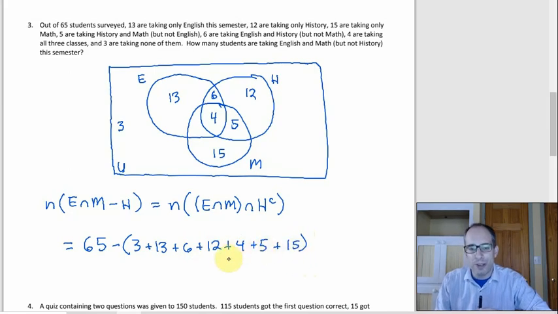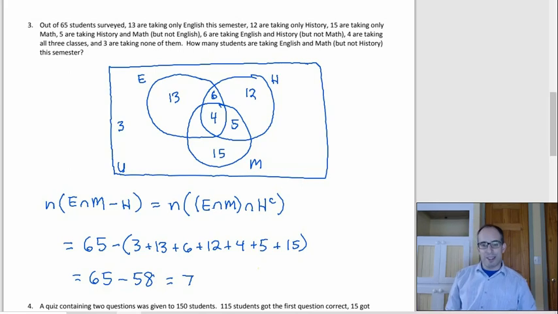Let's see, it's 20, 24, 36, 42, and 20, and 16 is going to be 58. So that's 65 minus 58, which is 7. So that's the thing that we're looking for. So that's the number who are taking English and math, but not history.